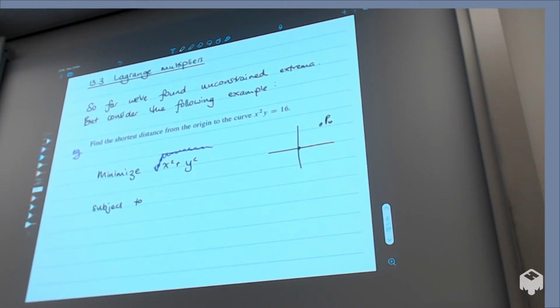Okay, so we are subject to the fact that our x and our y have to lie on the same place, on this curve.